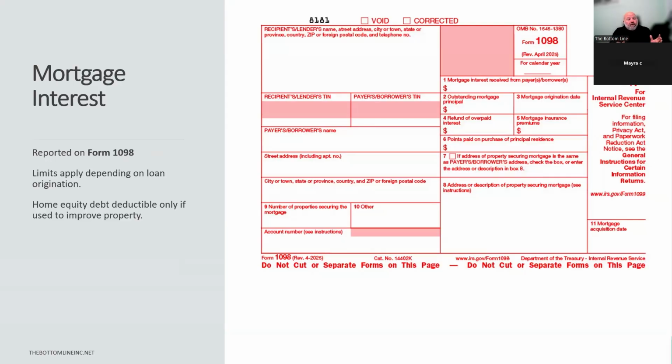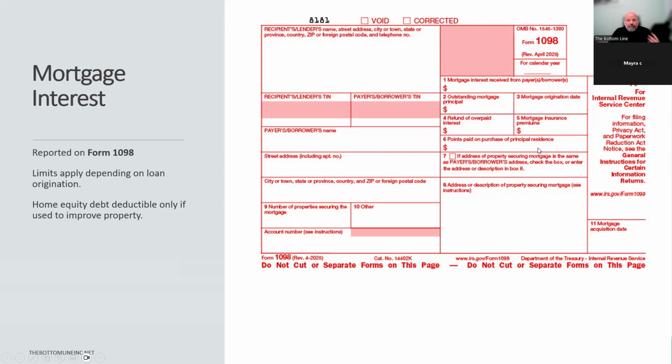So we need to separate the parts. The mortgage companies do this for us. Somebody deducting mortgage interest needs to have this form 1098. We need to see this. The other things you're going to see on this is your outstanding mortgage principal, the mortgage origination date, and mortgage insurance premiums. Points paid.